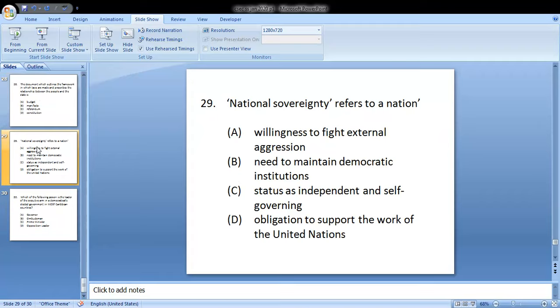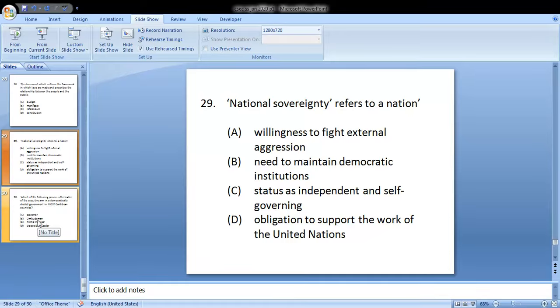It says, national sovereignty refers to a nation's A. Willingness to fight external aggression. B. Need to maintain democratic institutions. C. Status as independent and self-governing. D. Obligation to support the work of the United Nations. We know our answer would be C. Status as independent and self-governing.